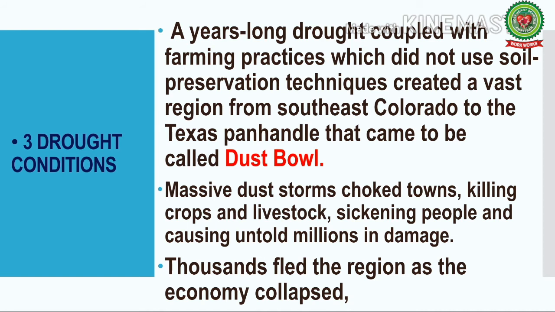Yet another reason for the economic depression was the drought conditions of America. A year-long drought coupled with farming practices which did not use soil conservation techniques created a vast region from southeast Colorado to the Texas panhandle that came to be known as the Dust Bowl. Massive dust storms choked towns, killing crops and livestock, sickening people, and causing untold millions in damage. Thousands fled the region as the economy collapsed.